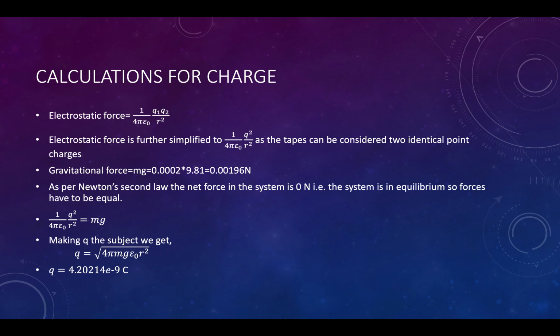The calculations were as follows. The electrostatic force using the formula kq1q2 over r squared can be seen here, and it can be rewritten as this because their charges are identical, so it becomes q squared instead of q1q2. The gravitational force from Newton's second law is mg, which is this, and as per Newton's second law, the net force on the system is zero. That is, the system is in equilibrium, so the forces have to be equal. Using that concept, I equated the forces and made q the subject, and this is the value of q I got from the program I ran.